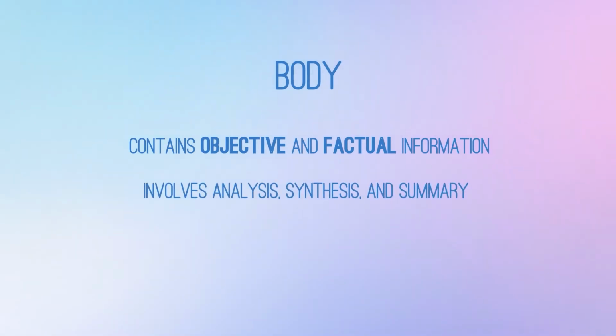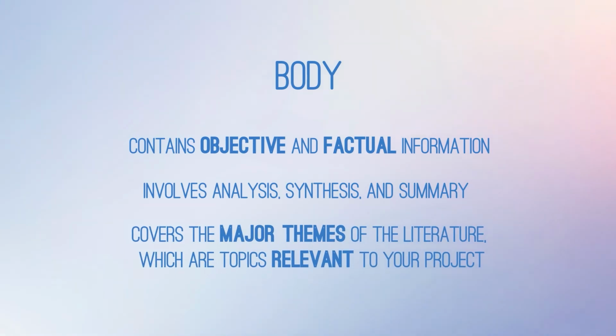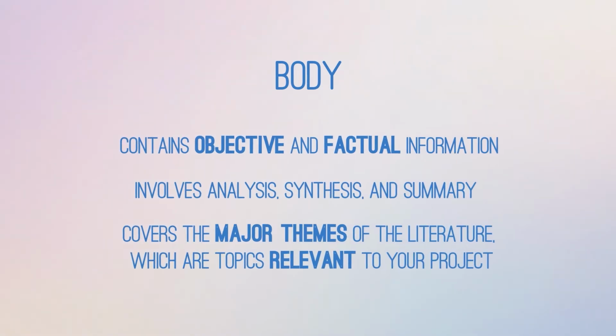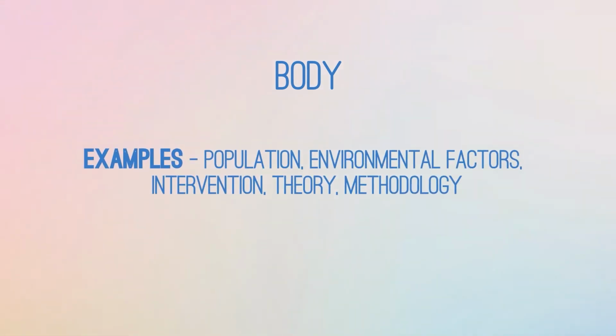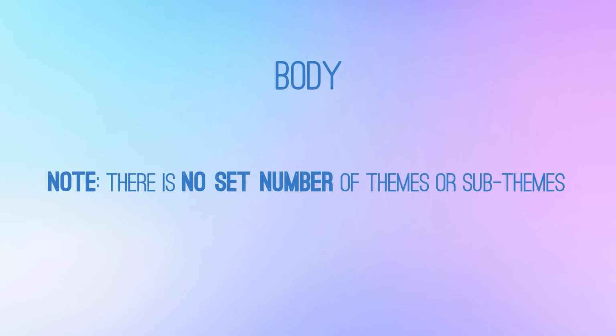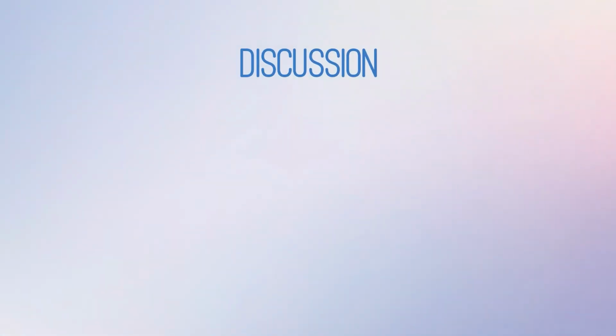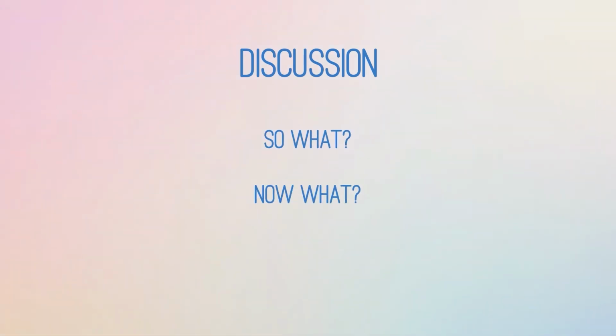It involves analysis, synthesis, and summary of the literature. It covers the major themes of the literature, which are topics that are relevant to your project, such as population, environmental factors, intervention, theory, methodology. Note, there is no set number of themes or sub-themes. The third section of the literature review is the discussion. The discussion answers 2 questions: so what and now what?